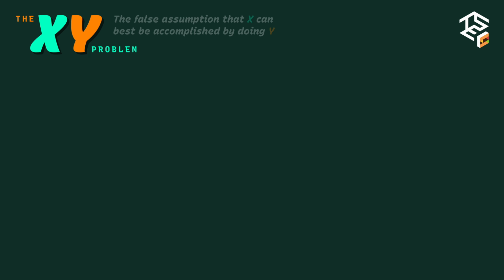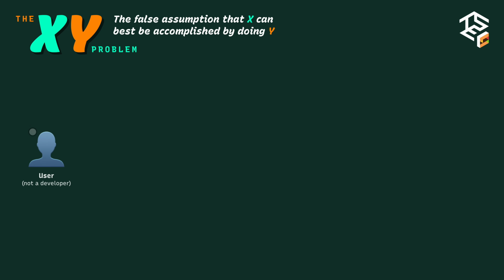This one's all about the XY problem, which is the false assumption that X can best be accomplished by doing Y. The XY problem can cause a lot of grief for people who are asking and answering questions, especially technical questions. The good news is that you're about to learn how to both recognize and avoid the XY problem, which will help you both ask and answer questions more effectively.